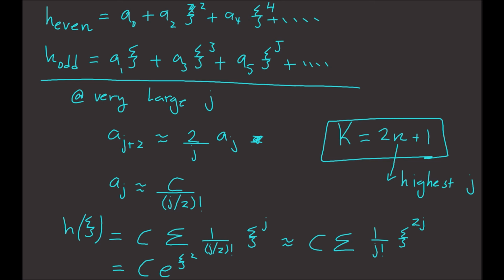So what does this leave us with? This leaves us with the energy values that we want, which means E sub n equals n plus 1 half times h bar omega, for n equals 0, 1, 2, 3, dot dot dot.